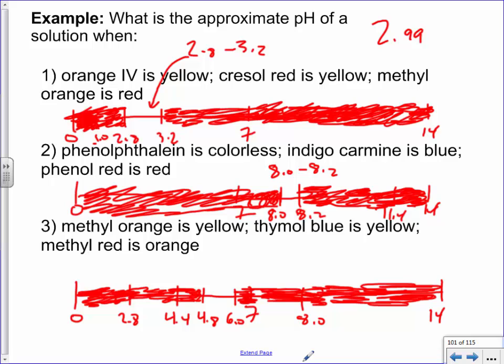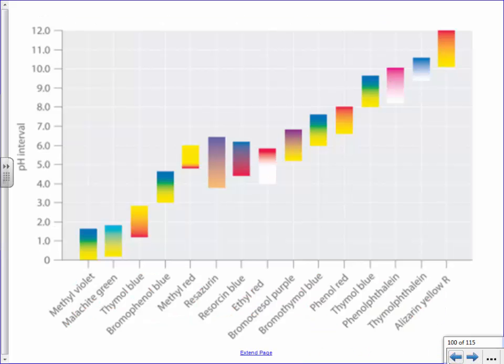So, why don't I just look at the slides I skipped in case there's anything I should talk about on those ones. Here's a picture that just has all of the different ranges that indicators can have. The more indicators you have, the more accurate you're going to be able to be because you can narrow down that range more and more. Does that make sense?